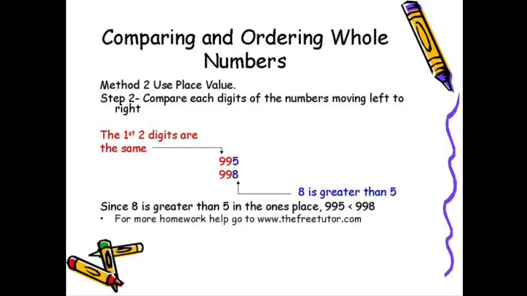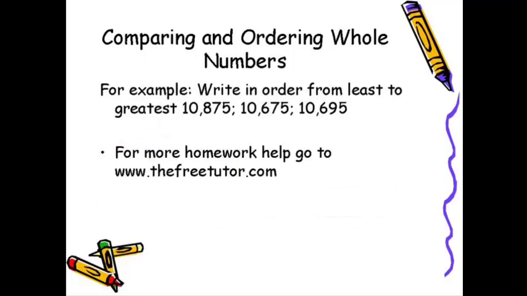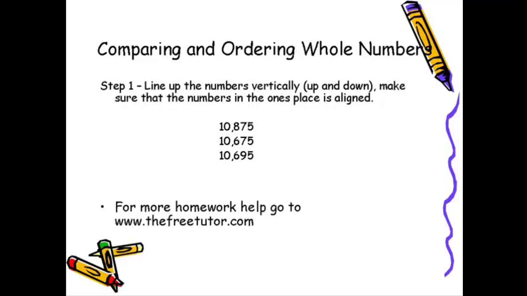Okay, now we can use this exact same method for ordering whole numbers. Say, for example, we want to write in order from least to greatest 10,875, 10,675, and 10,995. The steps are exactly the same for ordering whole numbers as it was for comparing whole numbers using place value. Step number one is we want to line the numbers up vertically, or up and down, and make sure that the numbers in the ones place, or the ones digit, are aligned correctly, as you can see in this picture.